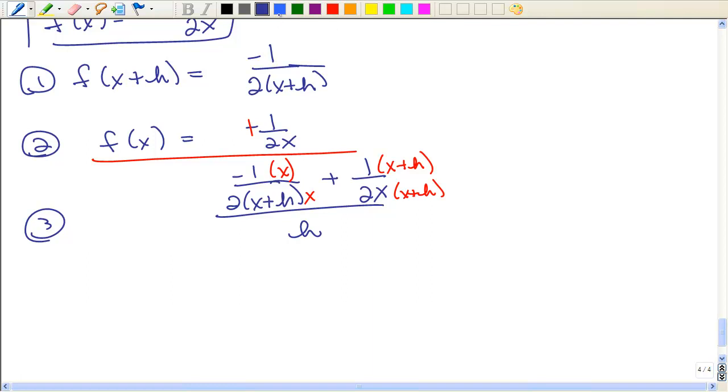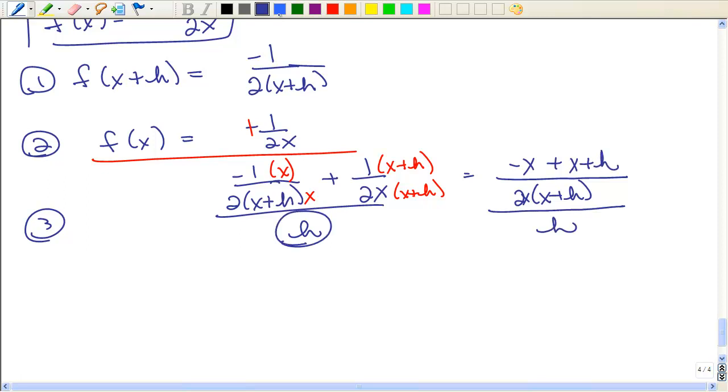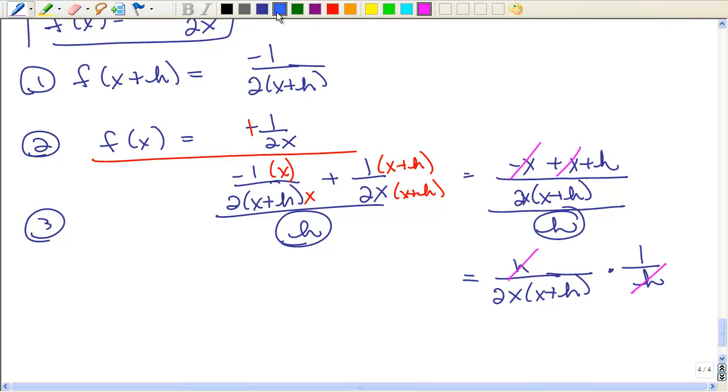So let's see. My common denominator is 2 times x plus h. So on the top I'd have negative x plus h. And yes, I'm still dividing by that h. Collecting like terms, I get this. Now, how do you divide by h? That would be the same as multiplying by its reciprocal. Now you can see how convenient that would be.